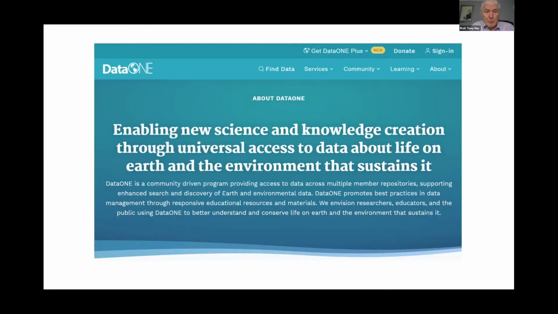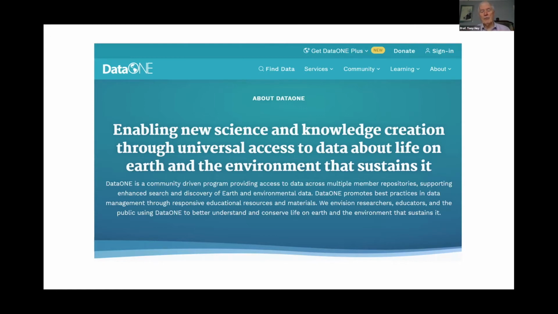One of the NSF projects on data was called DataONE. It was the only major data project that continued for the full 5 years. And it was originally about ecology, enabling new science and knowledge creation through universal access to data about life on Earth and the environment that sustains it.